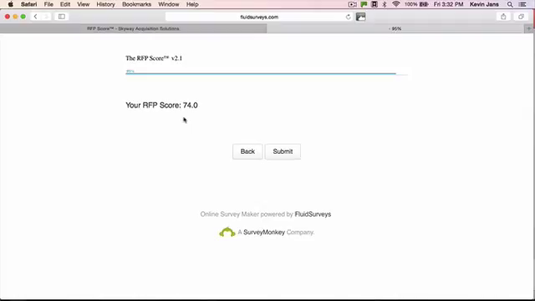And the reason we set this up this way is you can run this as many times as you want and be able to improve your score as you need. And that, my friends, is the RFP score sample.